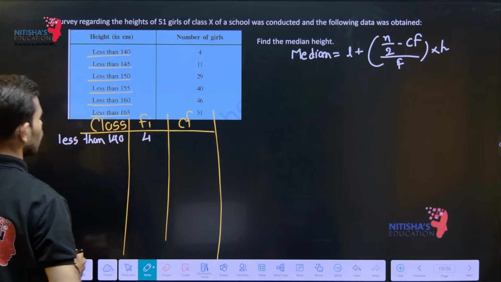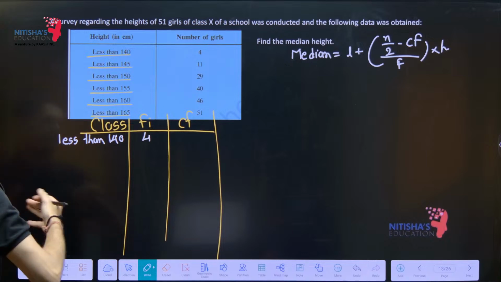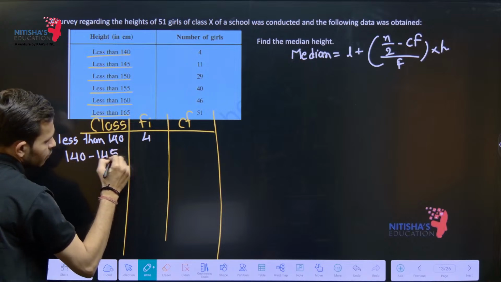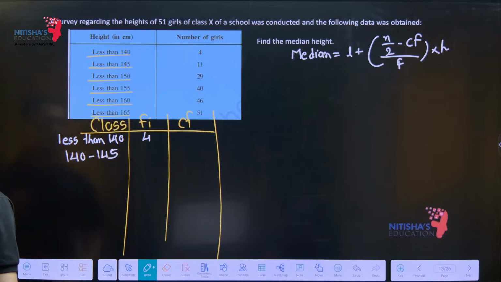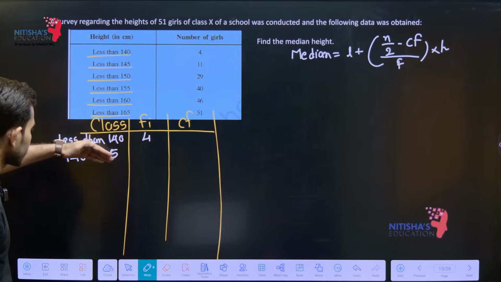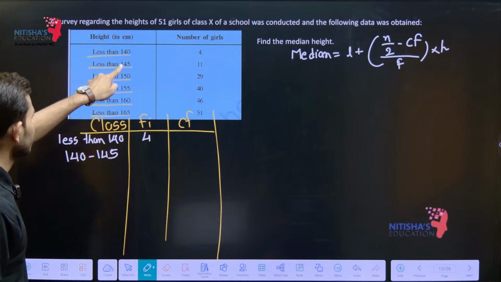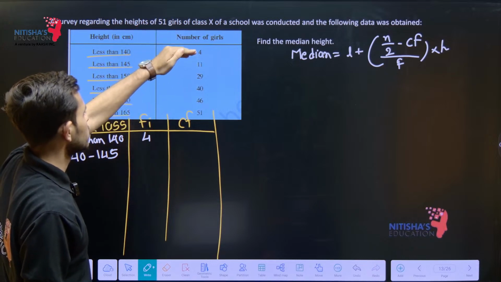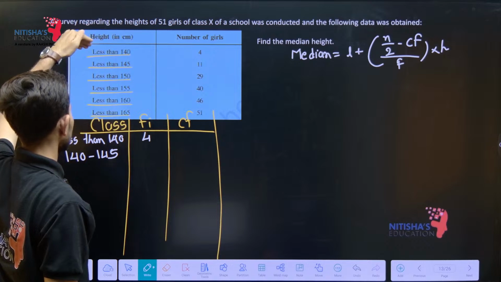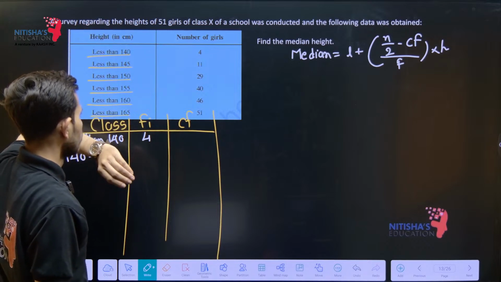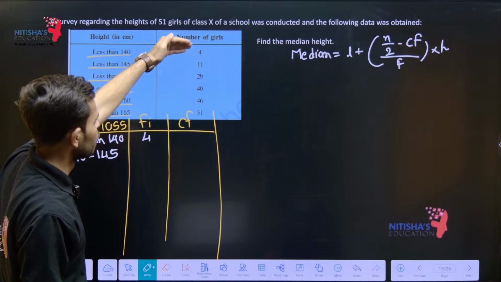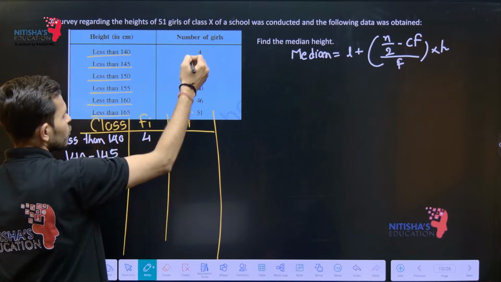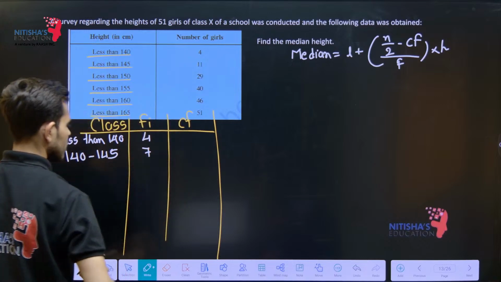So write the frequency 4 over here. Now we are forming one class which is in between 140 to 145. So less than 145 is total 11, but from this 11, 4 are already considered in our class of less than 140. So we need to subtract 4 from 11. If we subtract 4 from 11, then we will get 7 over here.